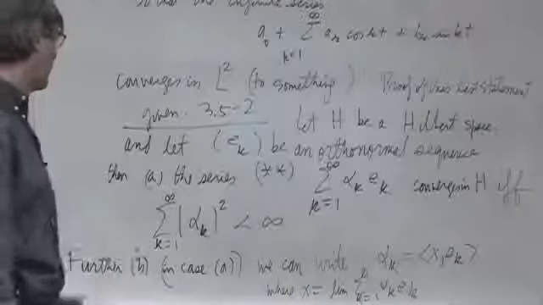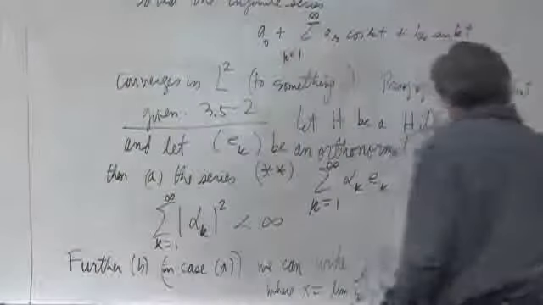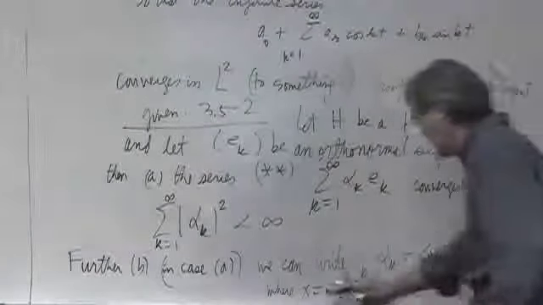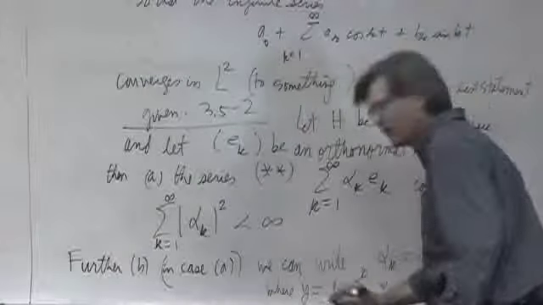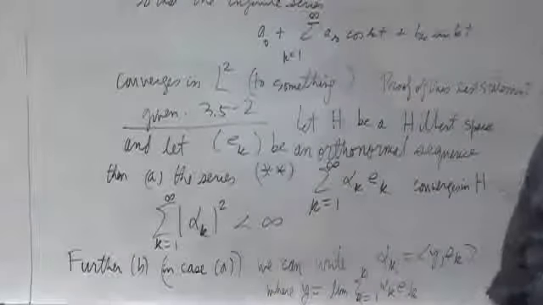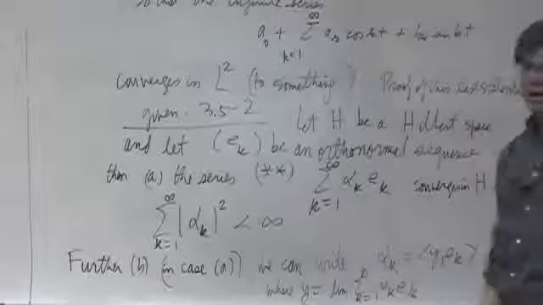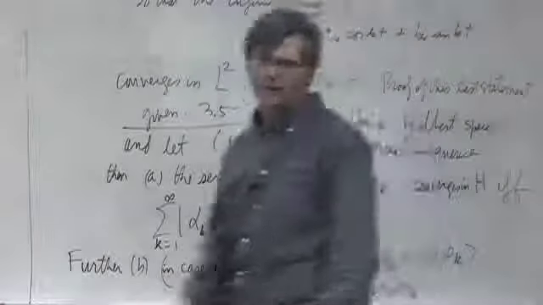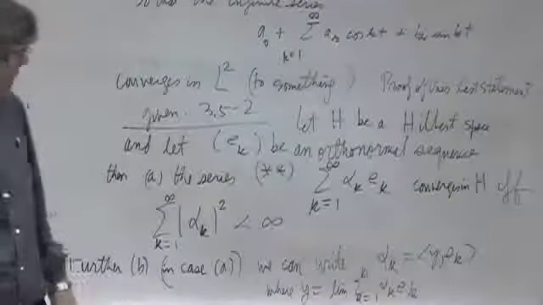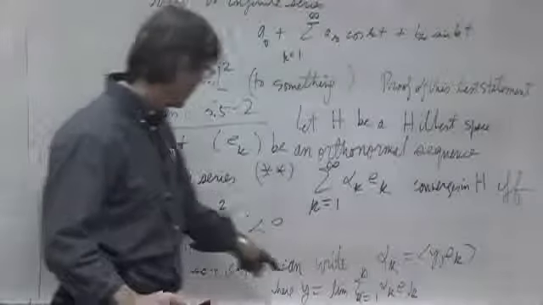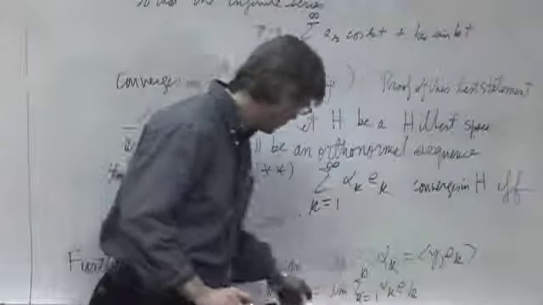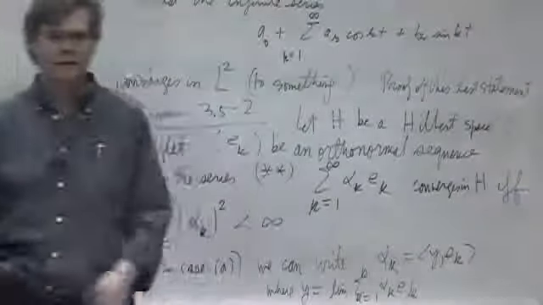I could call it y. I could say this is y, where y is the limit. This might be easier to understand. Okay, where y is this limit. I'll call this y, right? Because y need not be my original vector x. I'm just constructing a Fourier series. Then the Fourier coefficients are the Fourier coefficients of this limit.